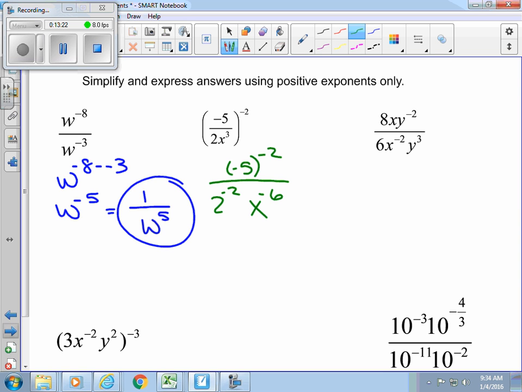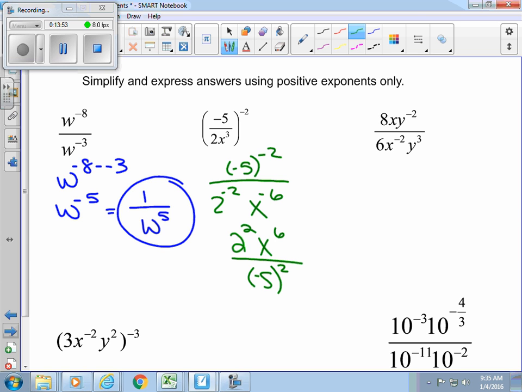Definitely not simplified. There's a couple of things that I would want to do. First of all, how many of you, your brains get a little hurt by negative exponents? Can't I switch them around and make them positive from that last property we looked at? So I'm going to go ahead and do that. I'm going to make it 2 squared on top, x to the 6th on top, and negative 5 squared on bottom.